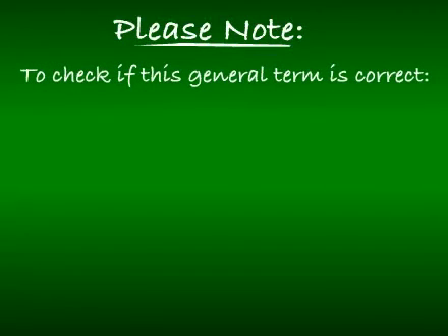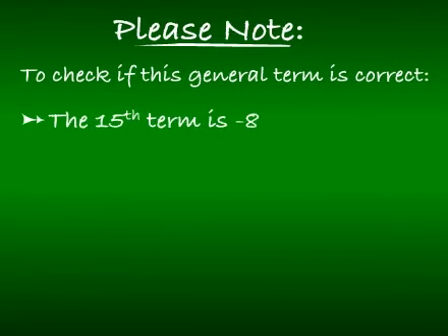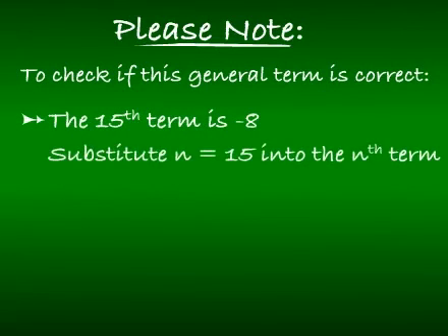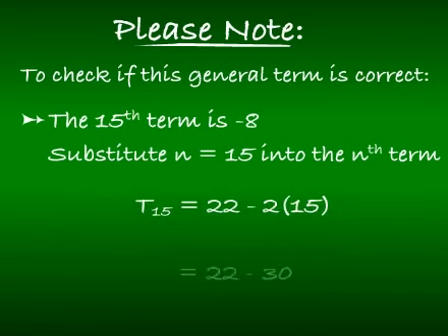Please note, before we proceed, it is prudent to check whether our general term is correct or not. This is a habit that should be developed for exams, as it will prevent stupid mistakes from being made. Well, we know that the 15th term of the sequence is negative 8. So, we substitute n equals 15 into our nth term, such that T15 is equal to 22 minus 2 times 15, which is equal to 22 minus 30, which is equal to negative 8. This is a correct prediction, and as such, our general term is correct.